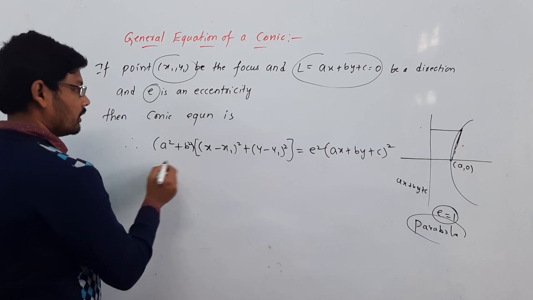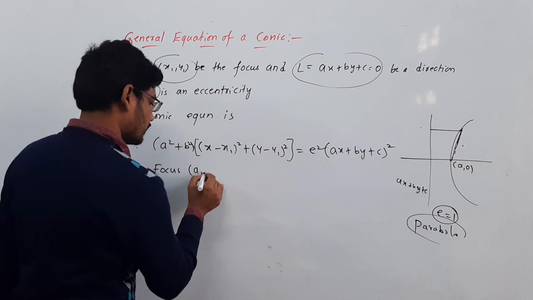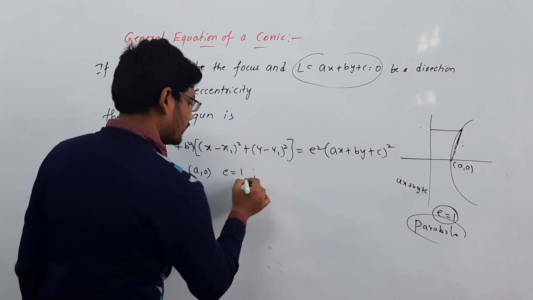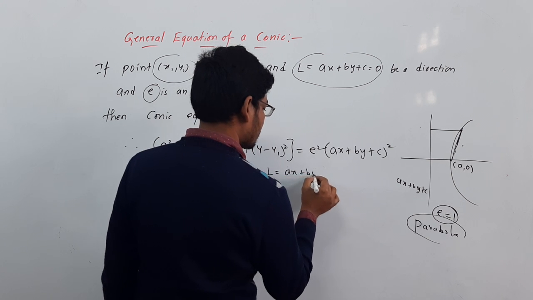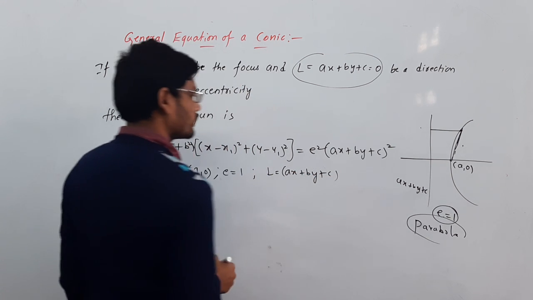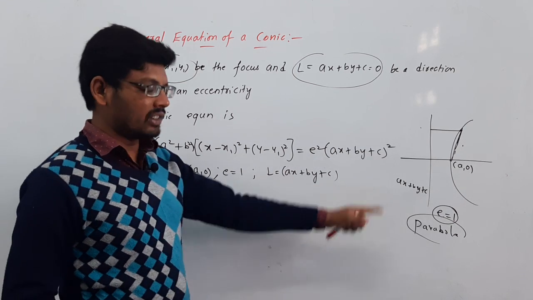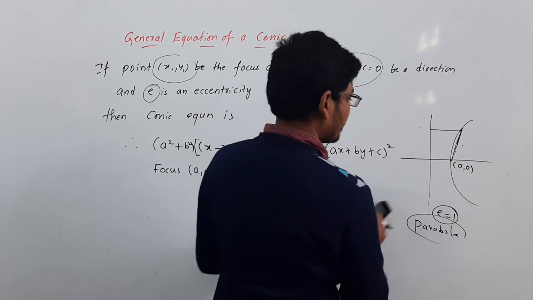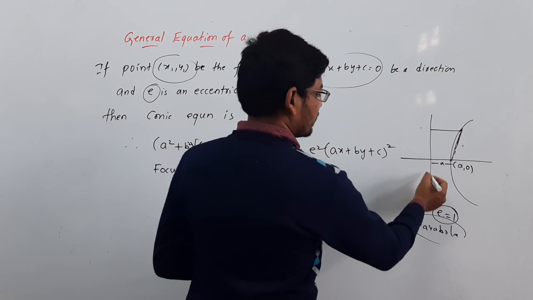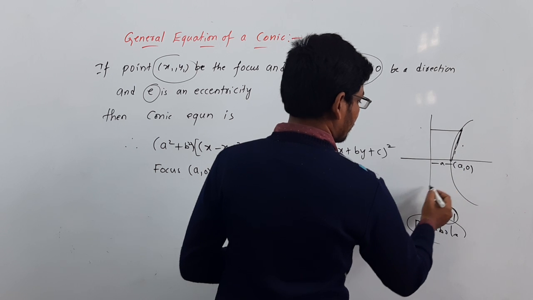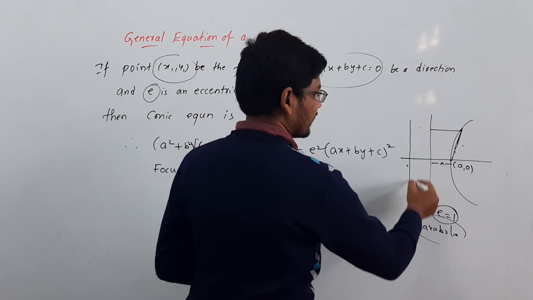Let's substitute. Here we have focus a comma 0, eccentricity equal to 1, and directrix L is equal to ax plus by plus c is equal to 0. The directrix is not like this. The distance from the axis to this point is a, so the equation of the directrix is x equal to minus a. The directrix is like this.